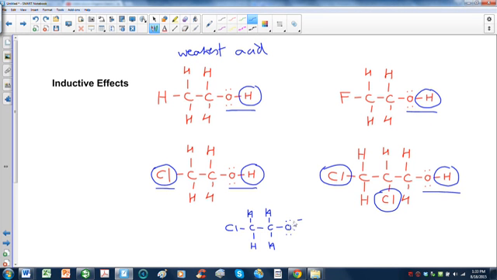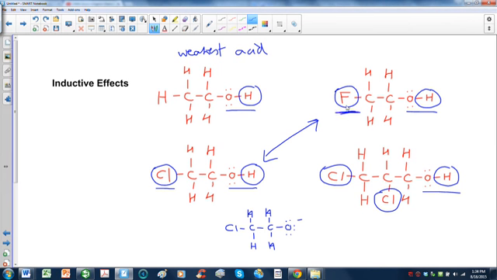Alright? Now when we go up to here, I want you to compare these two. We can't compare these two because there's 2 halogens here and only 1 here, but we can compare these two. What do you guys remember? Which element is more electronegative? Is it chlorine or is it fluorine? Well, it's fluorine. That's the most electronegative.